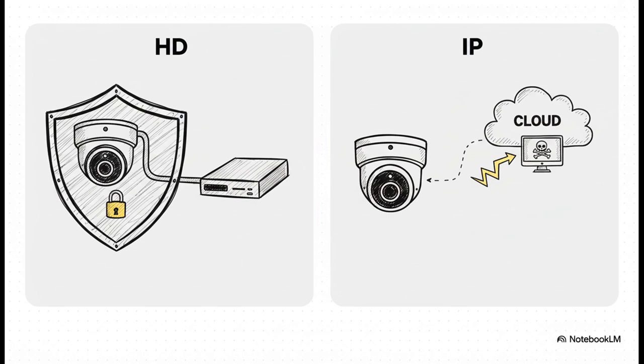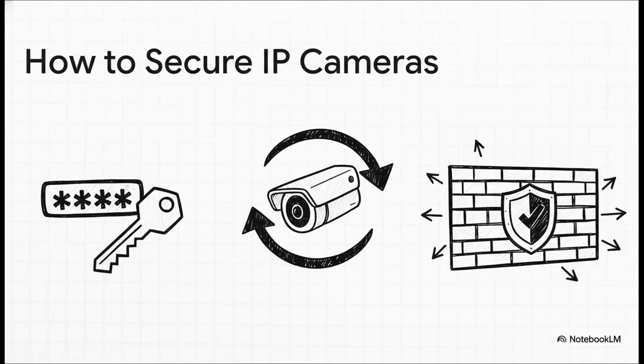Now, IP cameras, by their very nature, are connected to a network. And look, that connection is what gives them all those awesome remote features, but it also opens a door. It means you absolutely have to make sure they're properly secured to protect them from online threats. But that doesn't have to be scary. Securing your IP cameras is totally manageable. Here are the three big things.